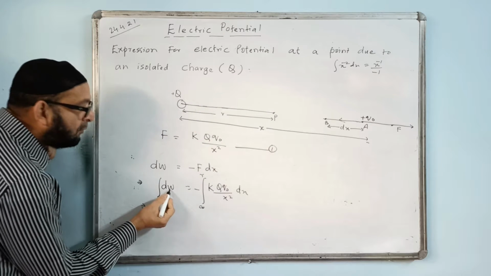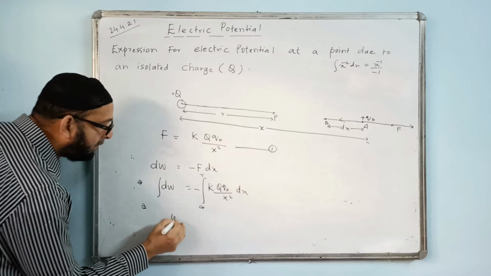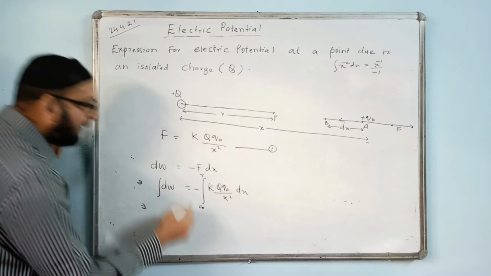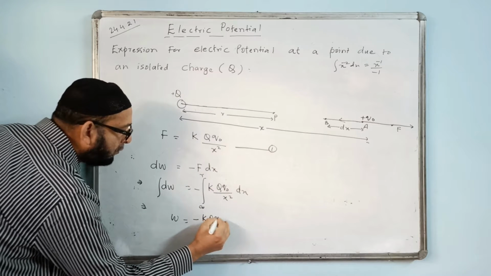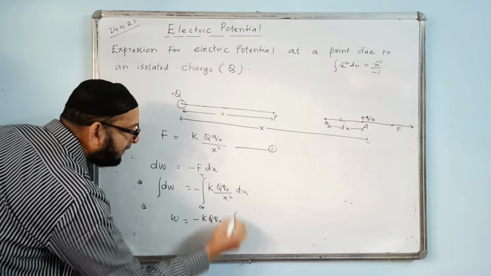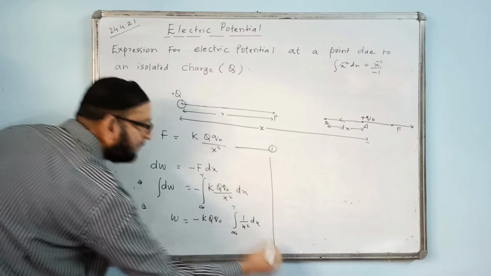Now integration of dw: as I told you, integration of dx is x, same way integration of dw will be only w. Minus sign remains constant, I will take it out. K, Q naught is out. Here I write infinity and r, and 1 by x square dx.